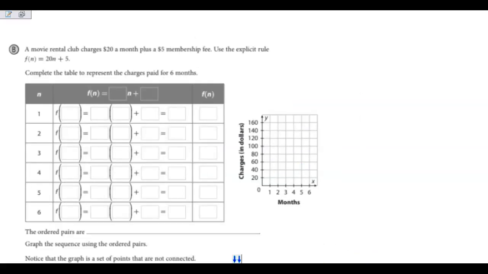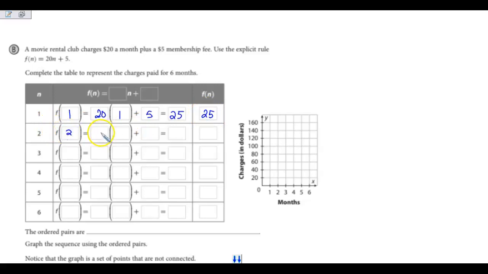All right. So let's practice with this one. A movie rental club charges $20 a month plus $5 membership fee. Use the explicit rule for function of n equals 20n plus 5. So it's $20 each month plus a $5 membership fee, which is our initial value to start with. Okay, so we're going to complete the table. So the function of 1, so the first term, is 20 times 1 plus 5. 20 times 1 is 20. 20 plus 5 is 25. So my term is 25.